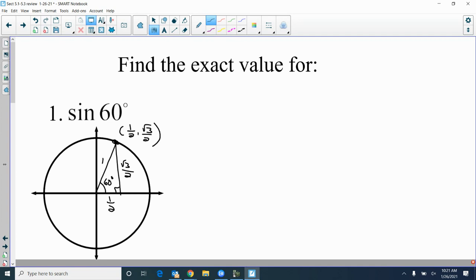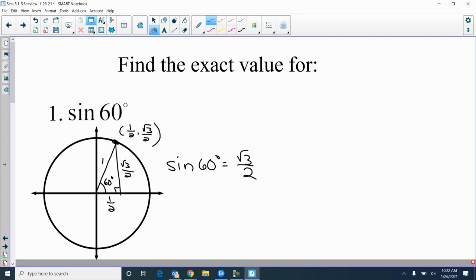So that's the ordered pair. And for sine, what's it going to be? Okay, it's just the y value. And still, you can still think opposite over hypotenuse. You can still do that. Don't forget about that. So sine of 60 degrees is square root of 3 over 2.